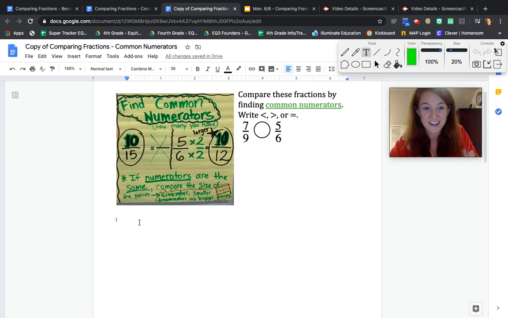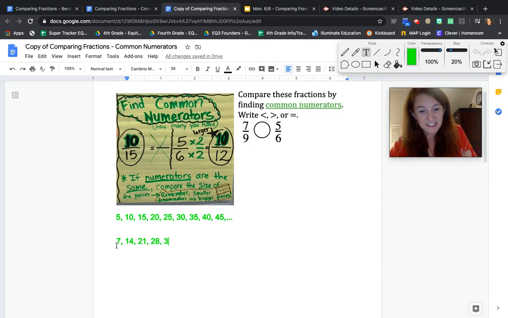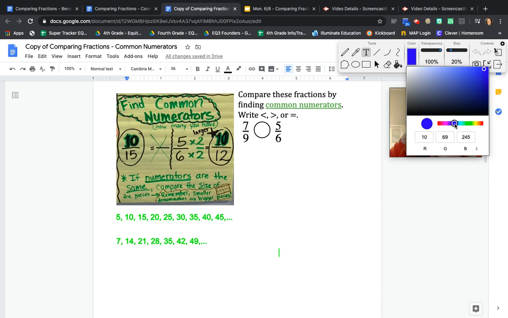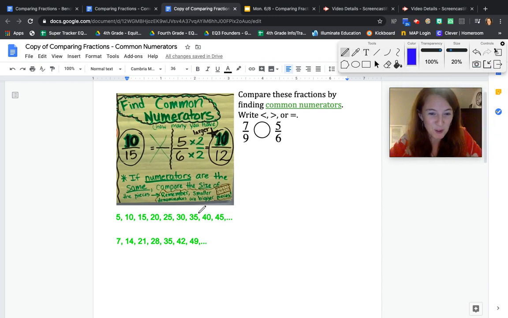Let's list our 5s and then our 7s. Okay, 5s are easy. 5, 10, 15, 20, 25, 30, 35, 40, 45, and so on. Okay, now let's list our 7s. 7 times 1 is 7. 7 times 2, 7 times 3, times 4, times 5, times 6, times 7, and so on. Okay, do you see any in common already? I do. Aha, we could multiply both by each other. They both multiply to get 35.